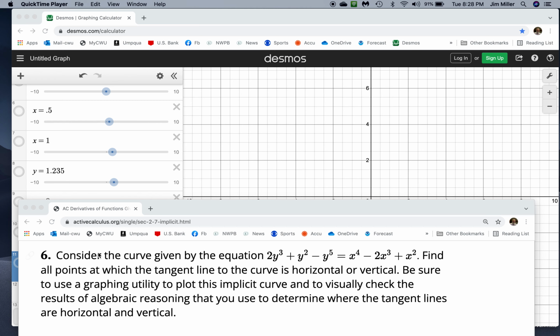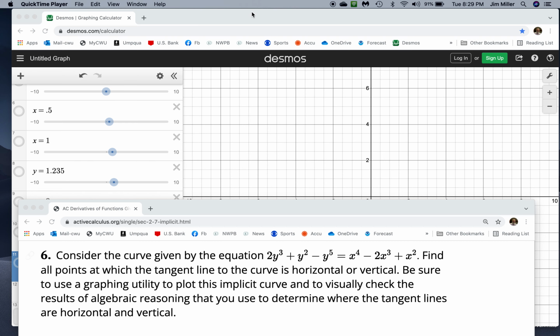All right, we're going to do problem section 2.7, problem number 6. This one has this strange equation, and it says find all the points on the curve where the tangent line is horizontal, which means a slope of 0, or vertical, which means an undefined slope. And it talks about using a graphing utility. Here's how I would approach this one.